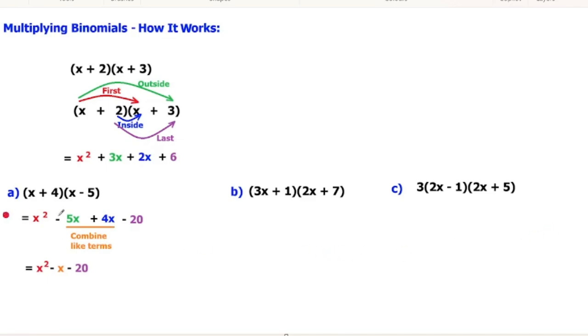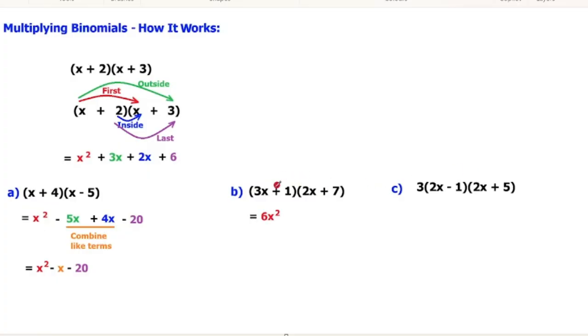Okay, so now we can combine our like terms. So we could add these together. Minus 5x plus 4x gives us negative x. And then we're just left with x squared minus x minus 20. And that's it. That's our equation. So let's move to the next one.